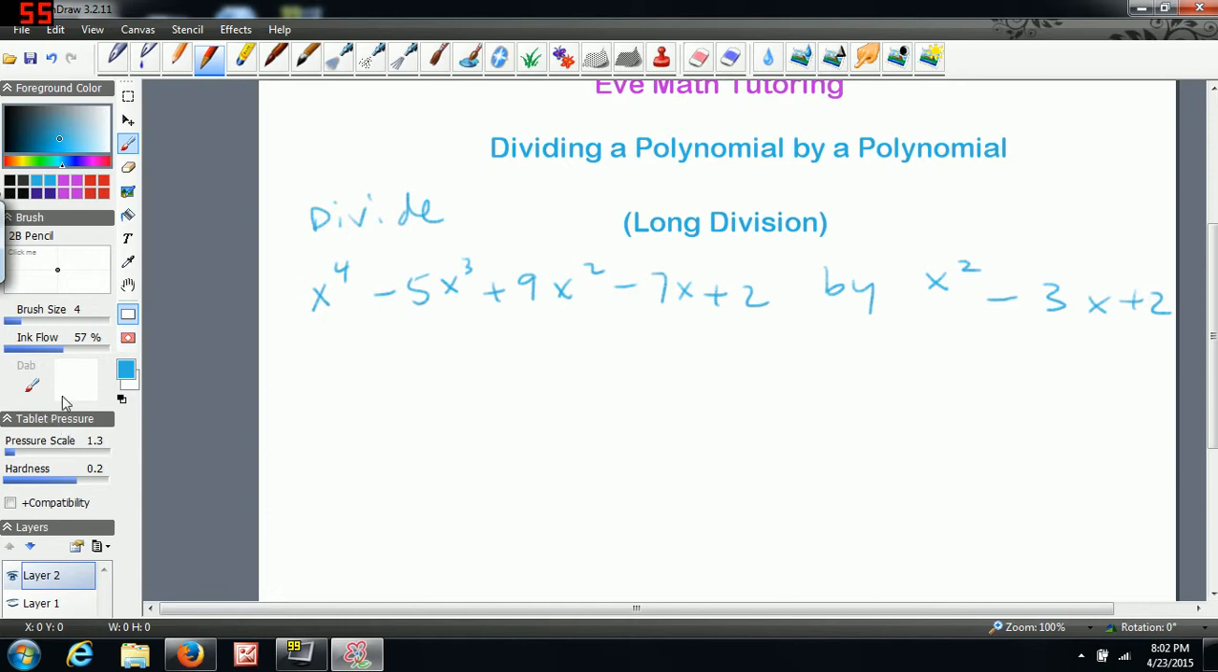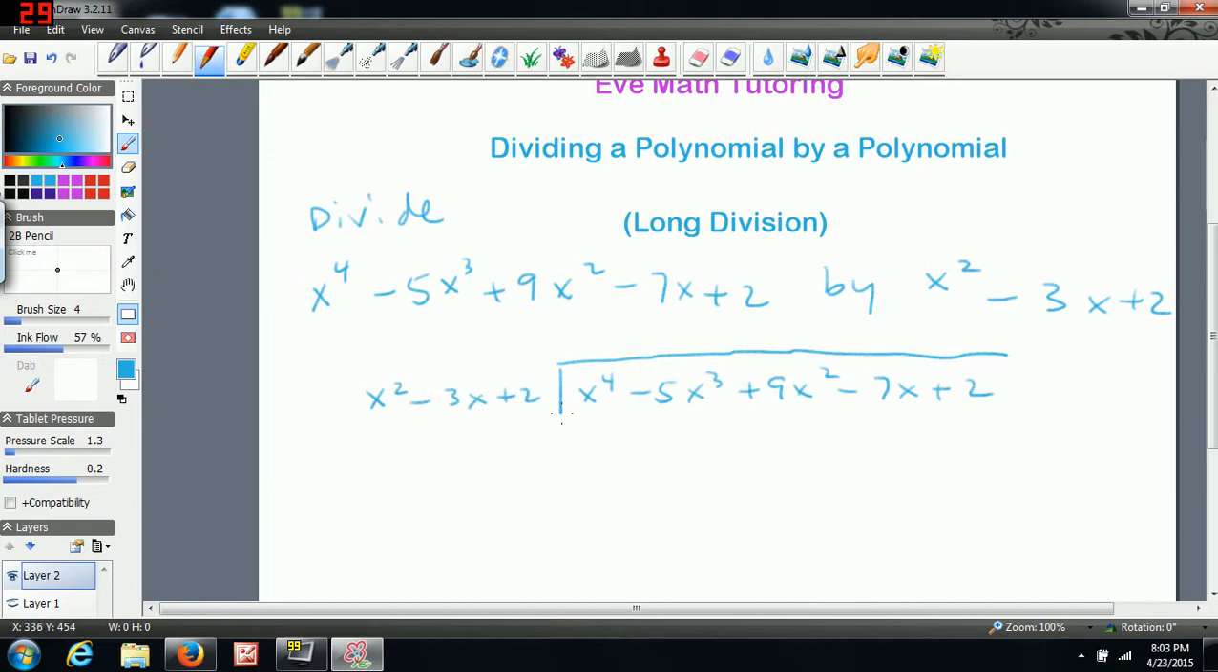Okay, so here we go. Now in this case, we've got a placeholder everywhere, so we don't need to fill in any zeros because we've got x to the 4, x cubed, x squared. From our highest power onward, there's always something in each following exponent. So we're going to write it down: x to the 4 minus 5x cubed plus 9x squared minus 7x plus 2, and then we're dividing it by x squared minus 3x plus 2.